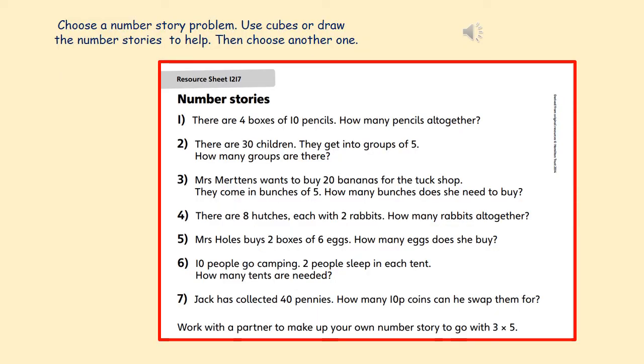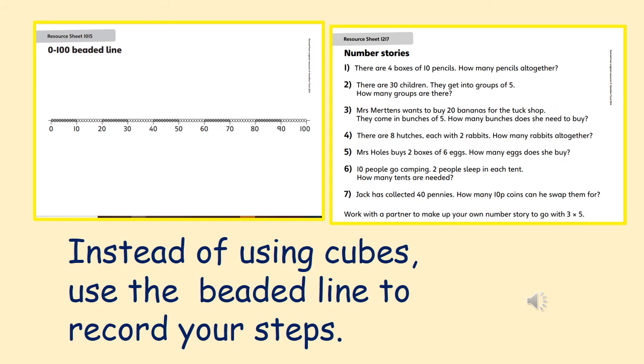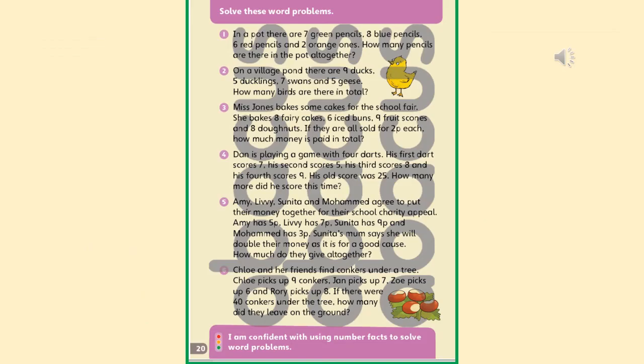So we've got 7 number stories on this sheet, but you only need to choose one and then another one. So use some cubes or draw the number stories to help you. So for this one, you've got the same number stories, but you can choose a few more. And instead of using cubes, use the beaded lines to help you record your steps. So for this activity, you need to solve the word problems. You can do as many as you can and really read carefully to find out what the problem is asking you to solve.